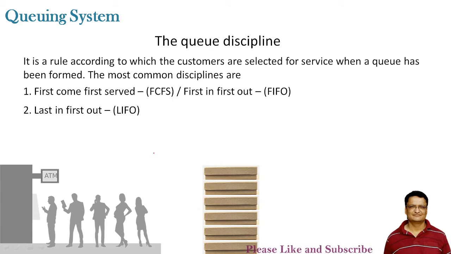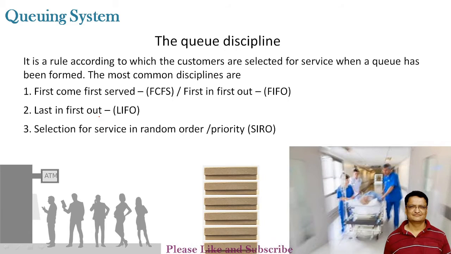Imagine that there is a godown and you are putting certain boxes, certain products. The one you put in last will get lifted first, so this becomes a last in first out kind of service. And there could be some instances where the service is provided in a random order or there is some priority. Imagine the case of a hospital, where an emergency is taken on priority.